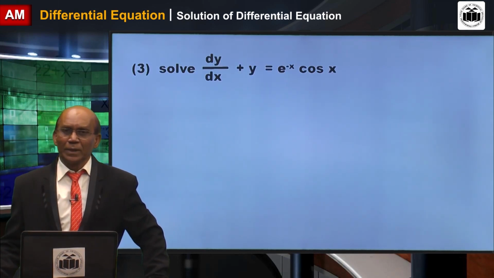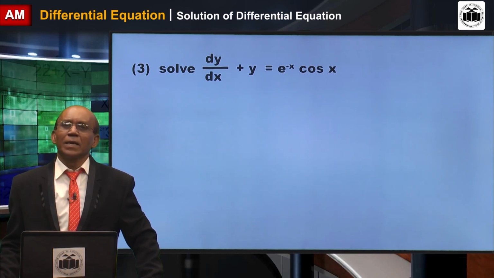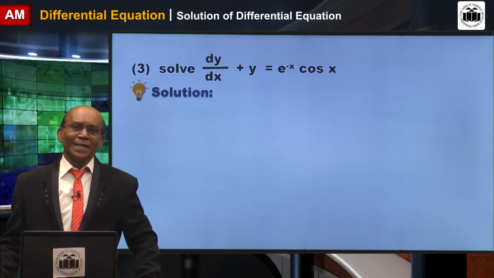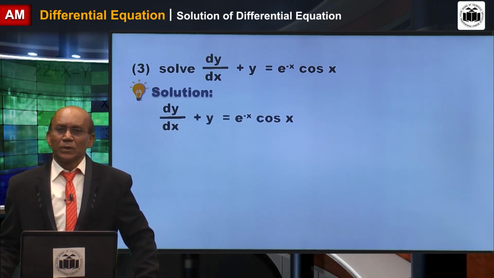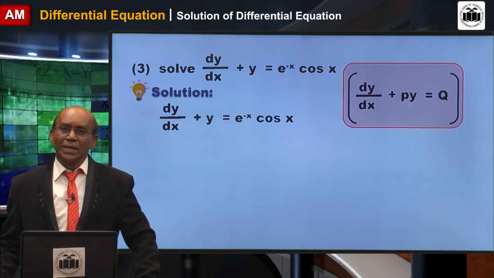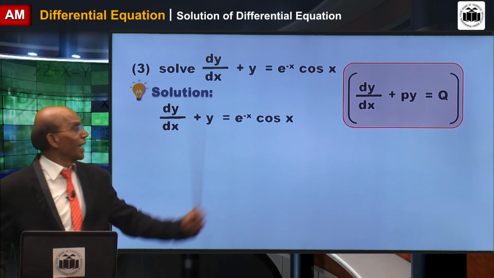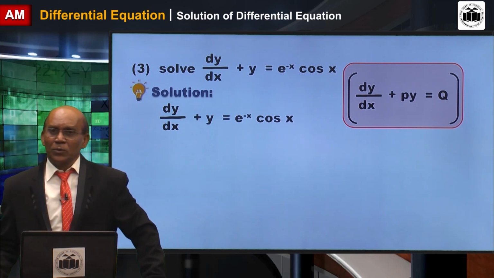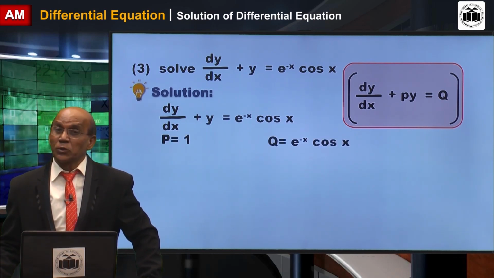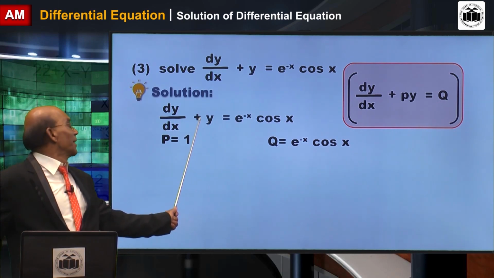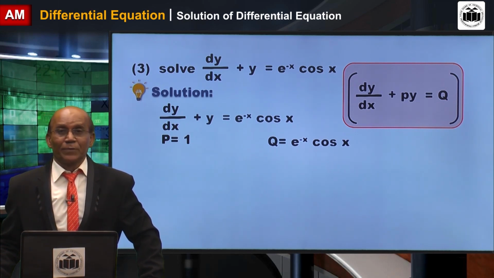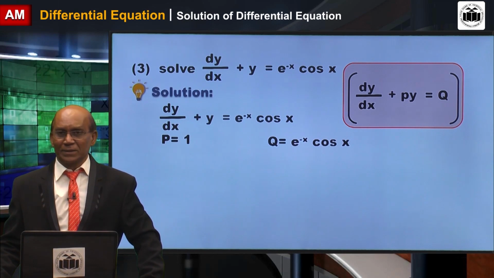Next example again. Solve dy by dx plus y equals e raised to minus x into cos x. Solution for this one again. We write that equation here. Again we come to the standard form, which we repeat in each problem: dy by dx plus Py equals Q. So we can say the value of P is 1, because the coefficient of y is 1 here, and Q equals the right-hand side of that equation, e raised to minus x into cos x.